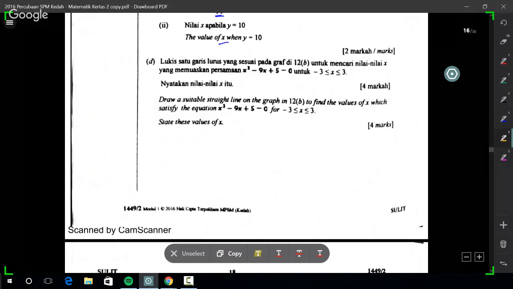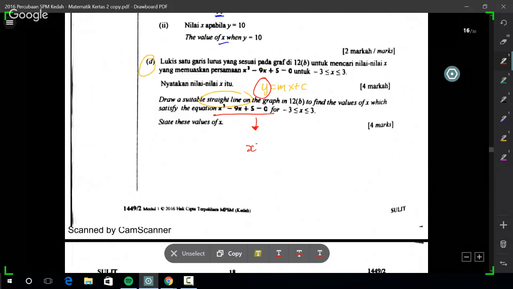Okay, then anyway, come back to D first. For this one, the question asks you to draw a suitable straight line. So you know straight line means y equals mx plus c. In 12b, to find the values of x, satisfy that one. Whenever there's a straight line, that means you must have the y in the equation. But the problem is, in the whole equation here, you do not see any y. So therefore, we have to do something.